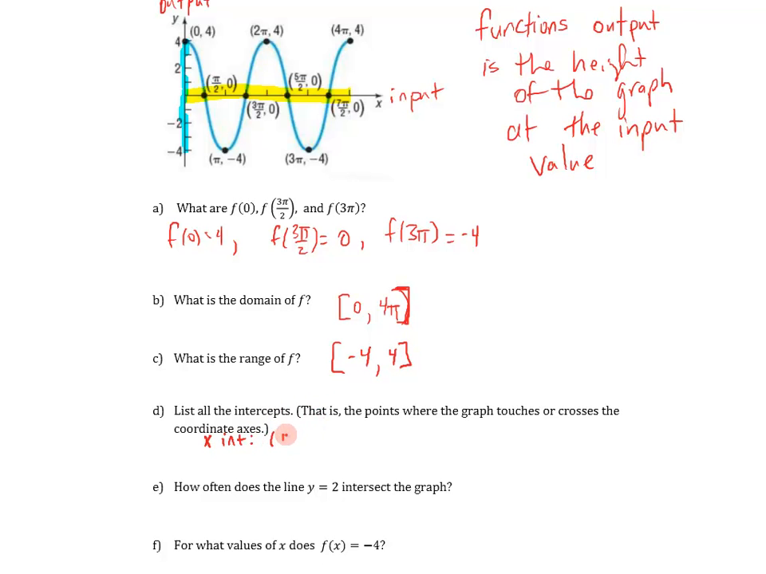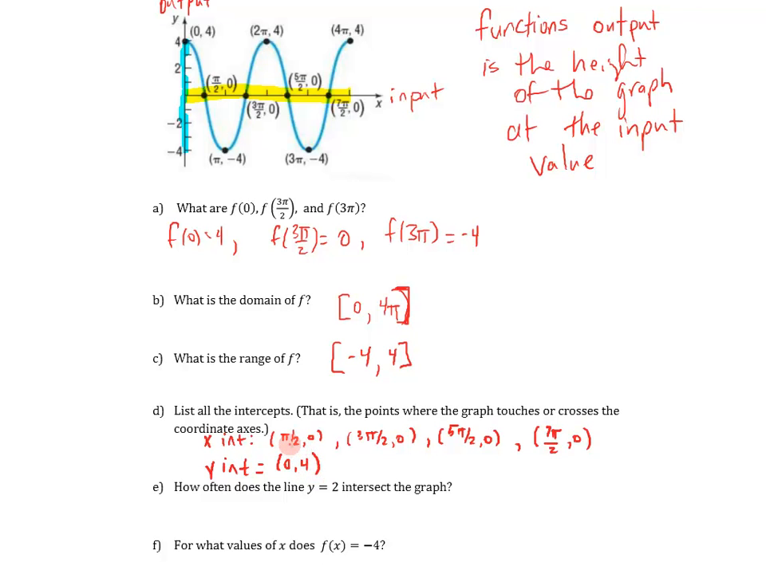It's pi over 2 comma 0. It's at 3 pi over 2 comma 0. It crosses here at 5 pi over 2 comma 0 and 7 pi over 2 comma 0. The only y-intercept, of course, and by the way, a function can have only one y-intercept since it passes the vertical line test, is 0 comma 4.